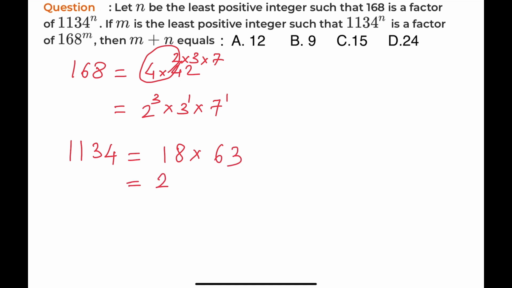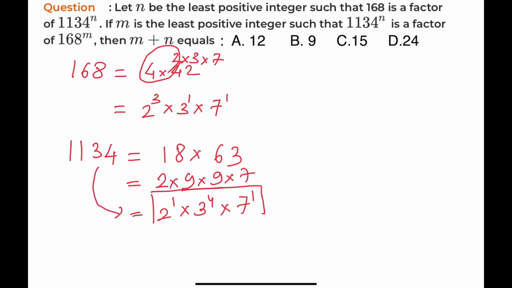So 18 can be factorized as 2 into 9, and 63 is what? 9 into 7. So 9 squared is 81, 2 raised to 1 into 81 which is 3 raised to 4, and 7 is 7 raised to 1. So this is the prime factorized form of 1134: 2 raised to 1, 3 raised to 4, and 7 raised to 1. And above here, we have the prime factorized form of 168.